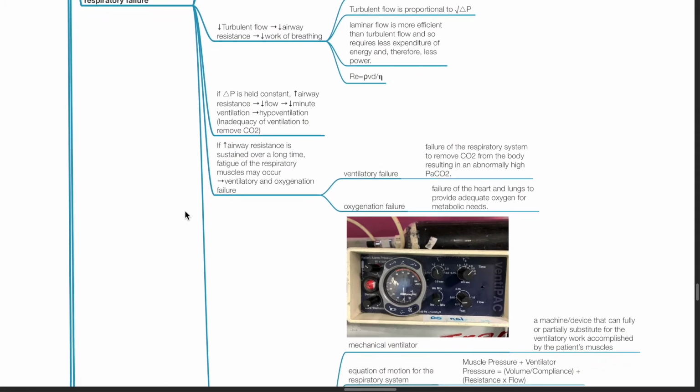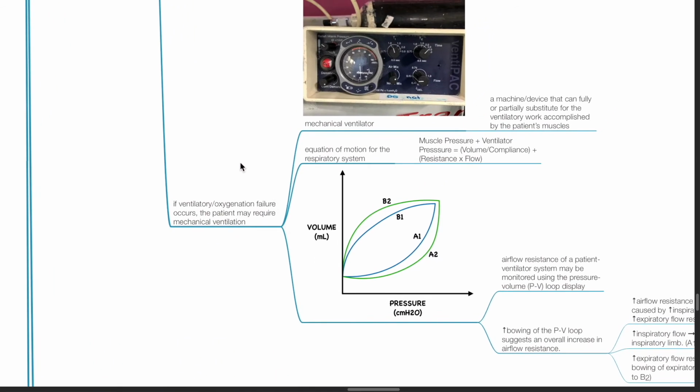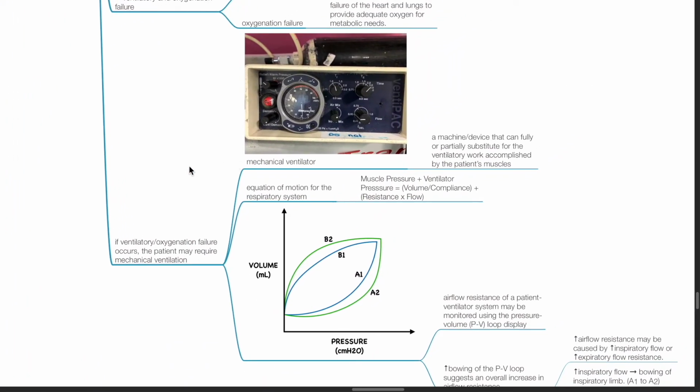If the increased airway resistance is sustained over a long time, fatigue of the respiratory muscles may occur, and this may produce ventilatory failure, which is the failure of the respiratory system to remove CO2 from the body, resulting in high PaCO2, and oxygenation failure, which refers to the failure of the heart and lungs to provide adequate oxygen for metabolic needs. If ventilatory or oxygenation failure occurs, the patient may require mechanical ventilation.